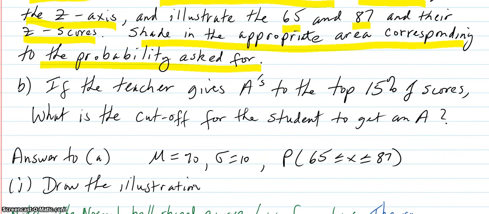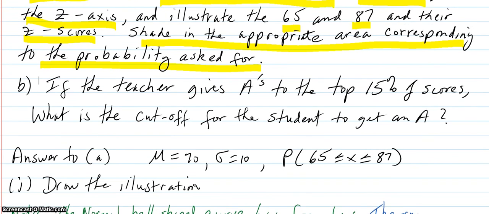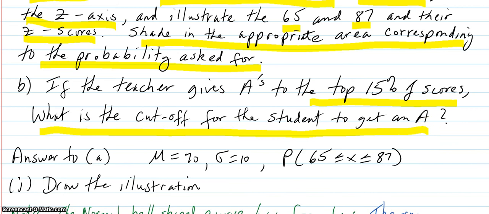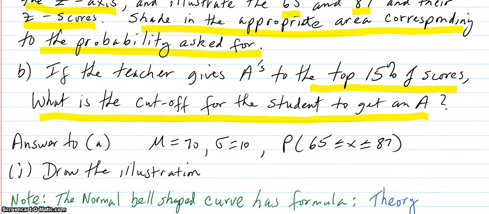Okay, part B is going to be kind of doing the inverse of that. If the teacher gives A's to the top 50% of scores, what is the cutoff for the student to get an A? Alright, so anyway, let's start with part A.